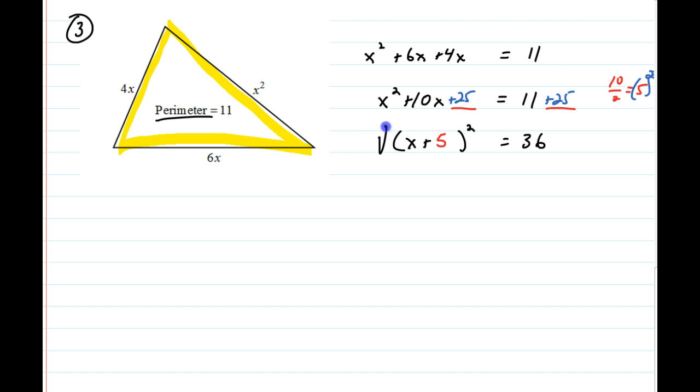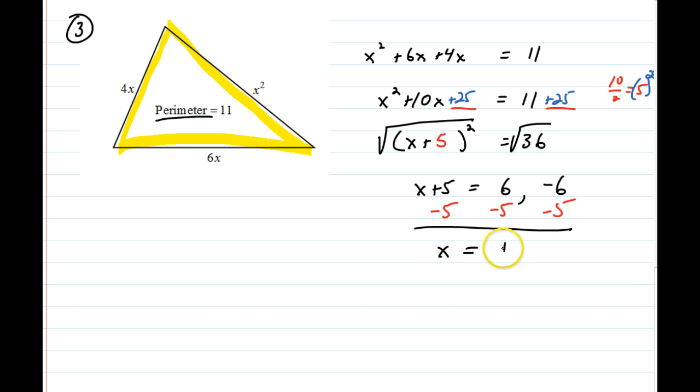So now we square root, and so the square root cancels out the square, and we get x plus 5 equals 6 and negative 6. Now minus 5 from both sides, and x equals 1, negative 11.